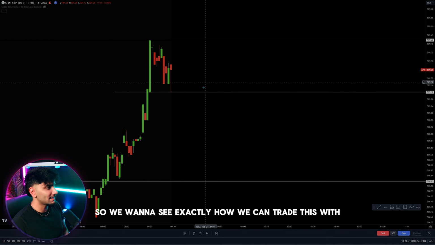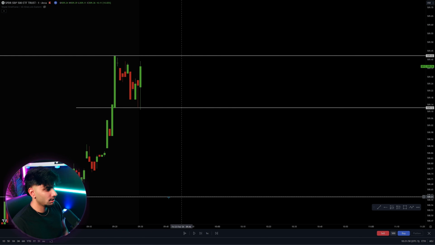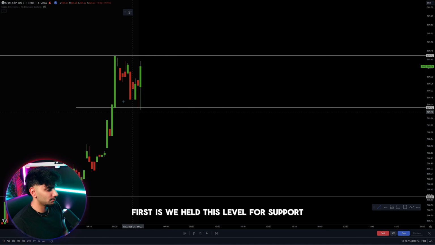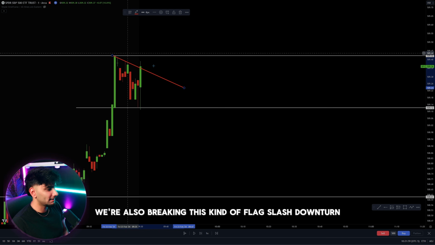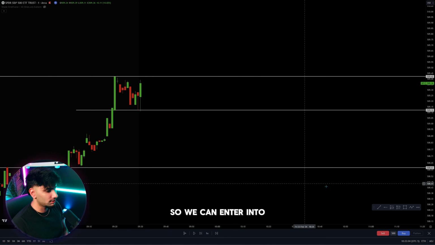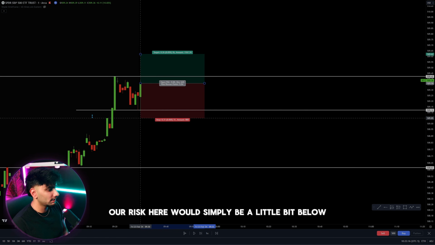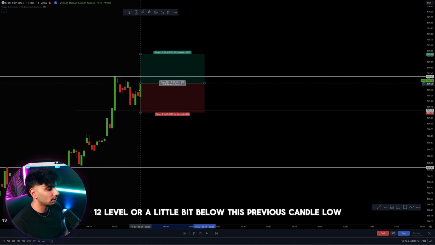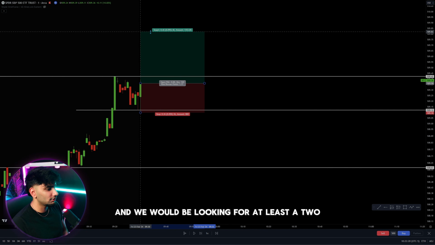So we want to see exactly how we can trade this with support and resistance. So let's play out the day. Right off the bat, the first thing that I can see is 2 things. First is we held this level for support. And then number 2, we're also breaking this kind of flag / downtrend pattern to the upside. So we can enter into SPY right off the first opening candle, and this was considered the opening drive. Our risk here would simply be a little bit below our previous 509.12 level, or a little bit below this previous candle low. And we would be looking for at least a 2R multiple.